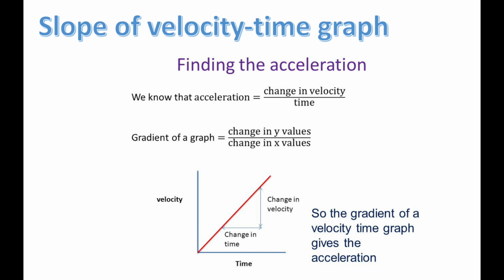You can see how to find the slope from a graph. Slope of velocity time graph, finding the acceleration. We know acceleration is equal to change in velocity divided by time. So here velocity is plotted along the y-axis and time along the x-axis. To find the gradient or slope of a graph, we have to construct an imaginary triangle. It's better to draw a small triangle at the center of the graph.